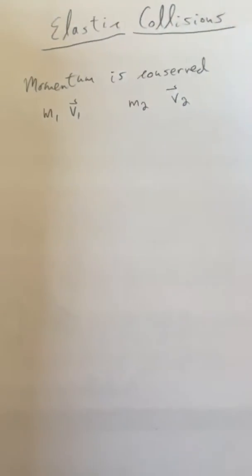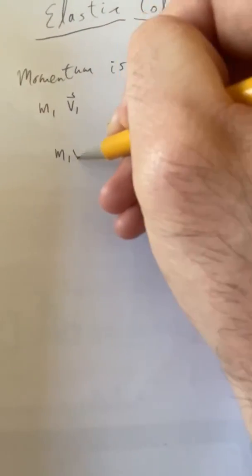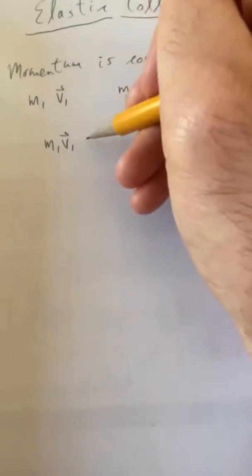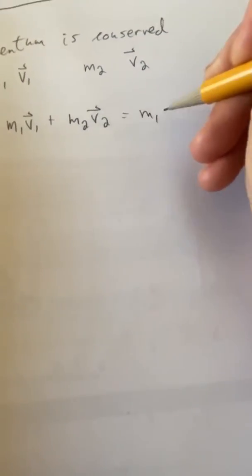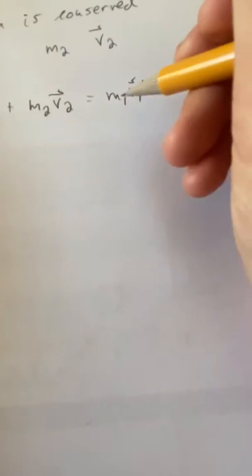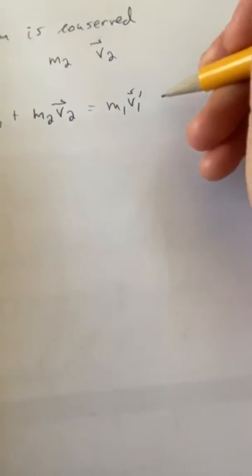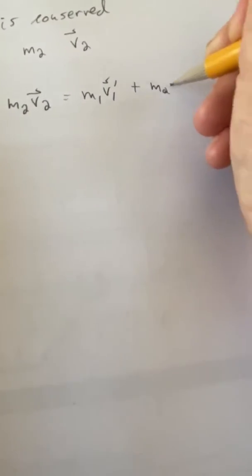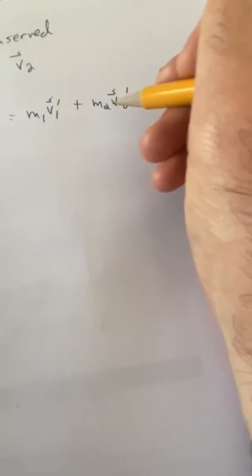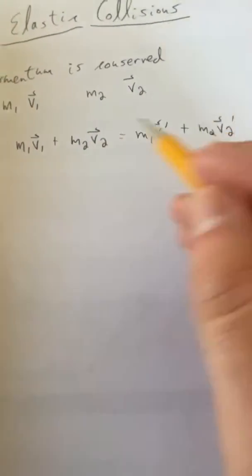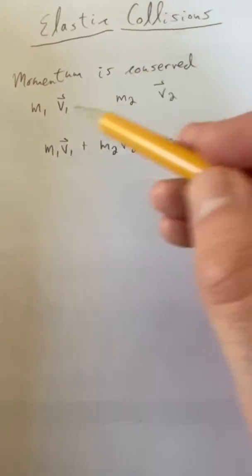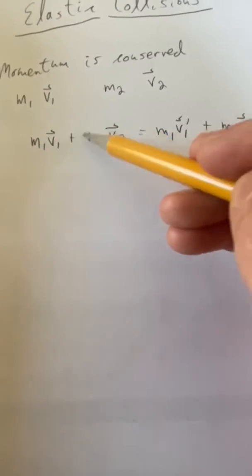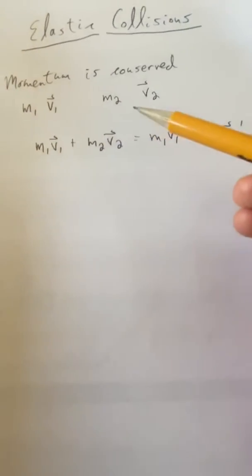Momentum is conserved, so we can express that as m1 v1, that's the momentum of the first object, plus m2 v2, that's the momentum of the second object, equals m1 v1 prime, so that's the momentum of the first object after the collision, plus m2 v2 prime, the momentum of the second object after the collision. Okay, so this is our first equation. We can manipulate this a bunch of different ways, and sometimes if you have a situation where one of the objects is initially at rest, one of these terms will cancel out. So that's always useful.